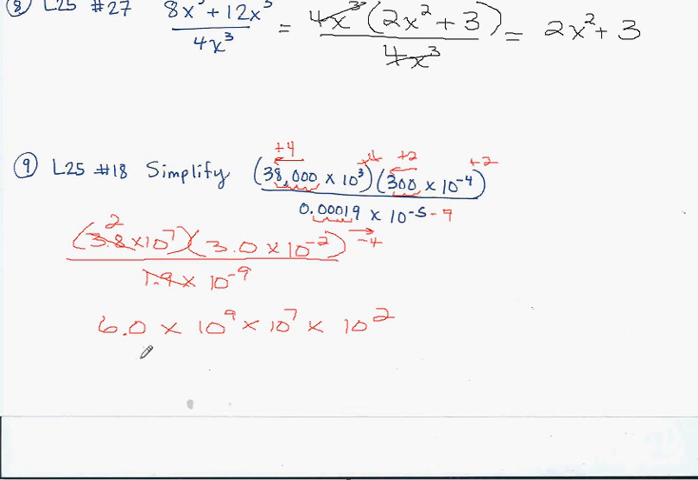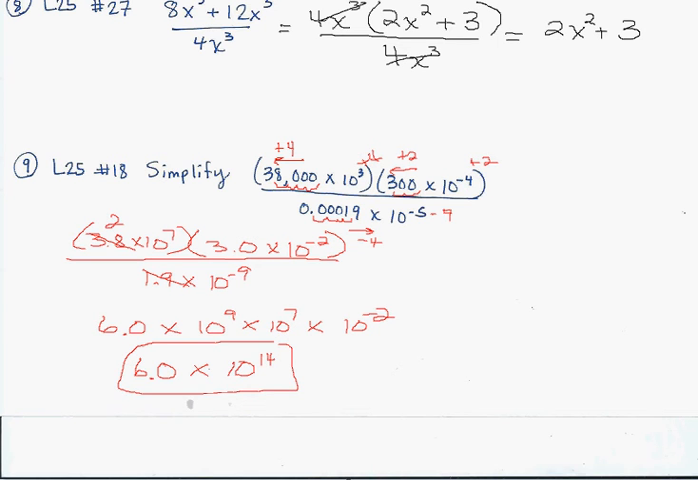So our final answer is 6.0 times 10, and if we add up all our exponents, we are going to get 9 plus 9. I think I copied one of these wrong. Let's see. This should be a negative 2. So it's going to be to the 14th power. And that's how you do those.